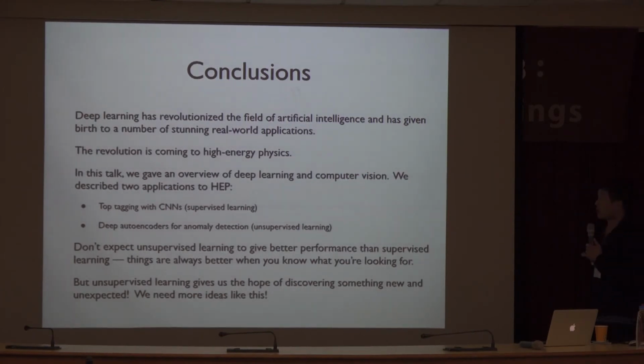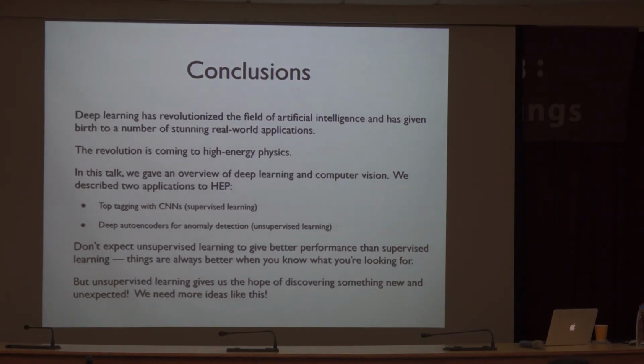Okay, so anyway, that brings me to the end. Hopefully you walk out of here understanding that deep learning has revolutionized the field of artificial intelligence and has many stunning real-world applications, and that this revolution is more and more rapidly coming to high-energy physics. In this talk, we gave an overview of deep learning and computer vision, and we described two of its applications to high-energy physics that I worked on. It's top tagging and autoencoders. This is supervised learning, this is unsupervised learning.